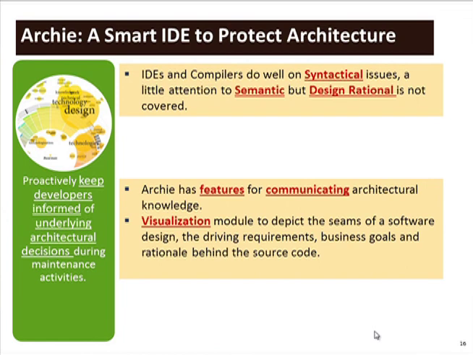Another feature of Archie is that it proactively keeps developers informed of underlying architectural decisions during the maintenance phase. Most of the time, when we are programming, IDEs do a perfect job with syntactical errors, right? If you write something wrong, they tell you. Semantic errors, they're okay, they do something. But about rational, architectural mistakes and design errors, they do nothing.